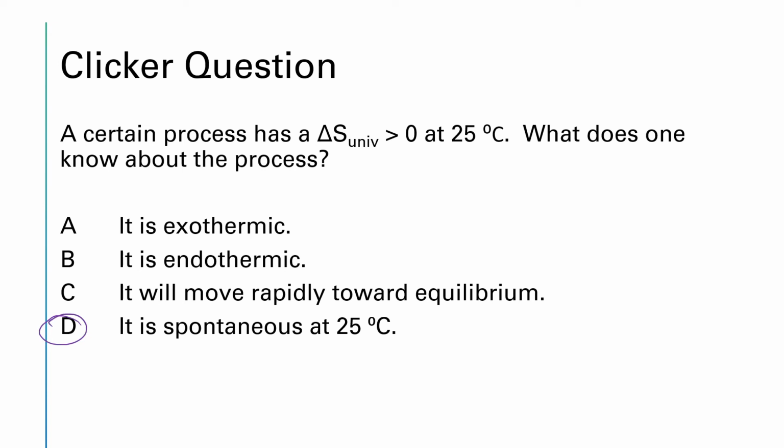Exothermic and endothermic are indicated by the sign of Q or delta H. So if it's exothermic, Q is negative, and if it is endothermic, Q is positive. If we are doing reactions at constant pressure, Q is equal to delta H. So sometimes you'll see this as delta H being negative or delta H being positive.